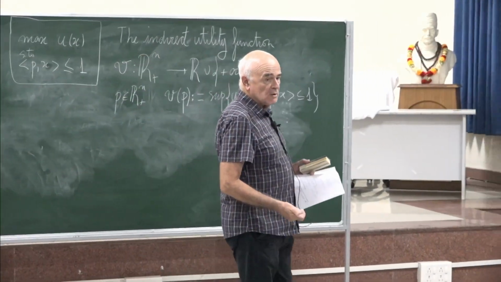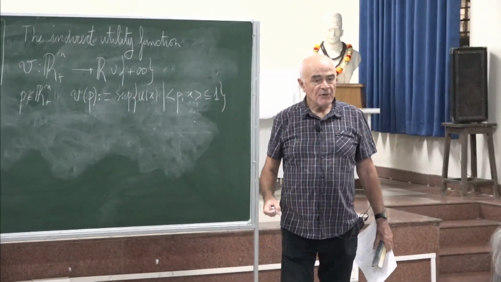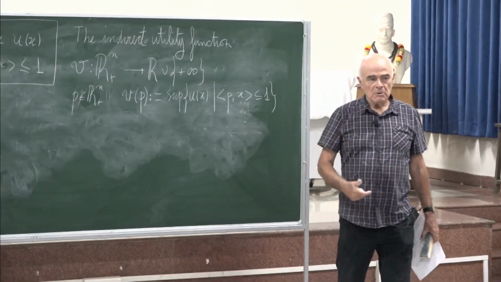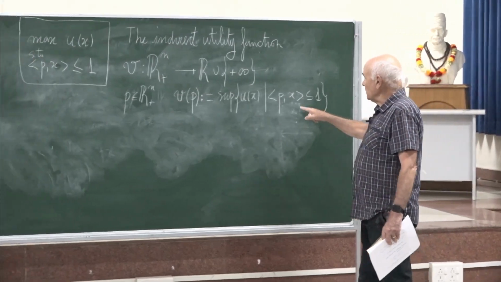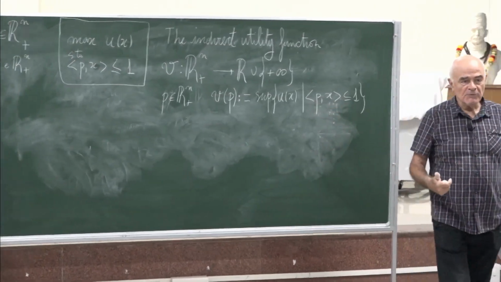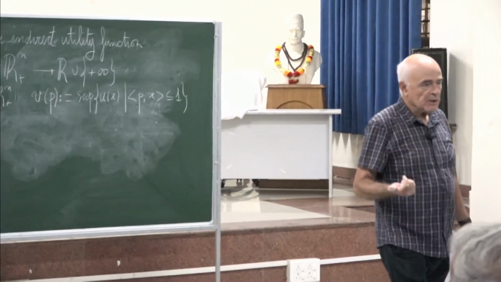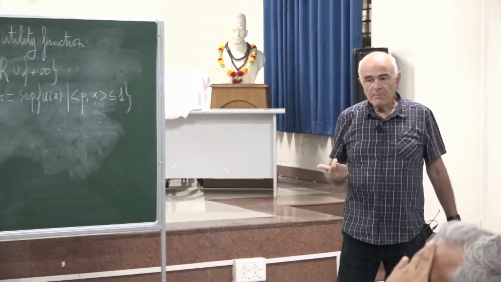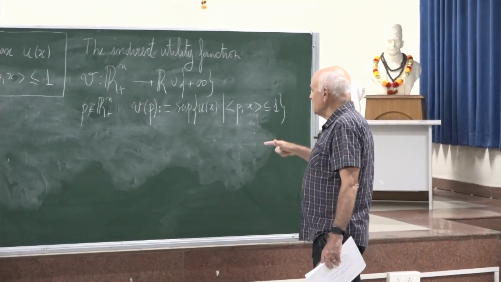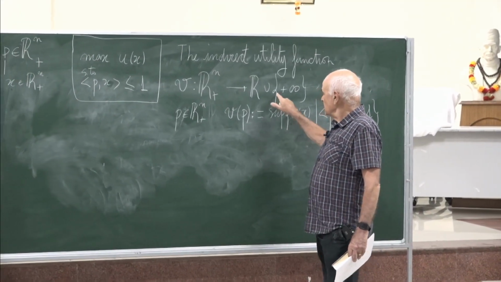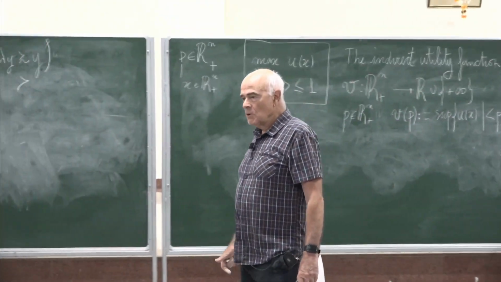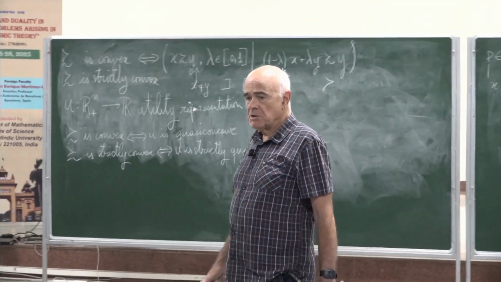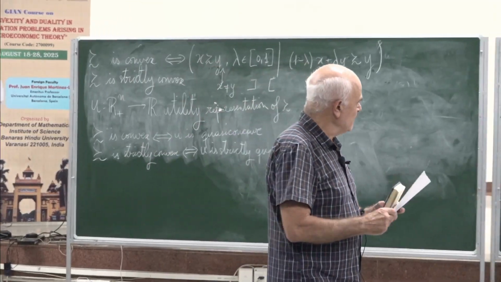Then, since I'm not assuming anything about U, not even upper semi-continuity, I'm also not assuming that P has strictly positive components. I'm not working on a compact set. I'm not dealing with an upper semi-continuous function, so I have not guaranteed that the supremum is attained. So I have to accept the value plus infinity as a possible value of the indirect utility function. This creates no problem.